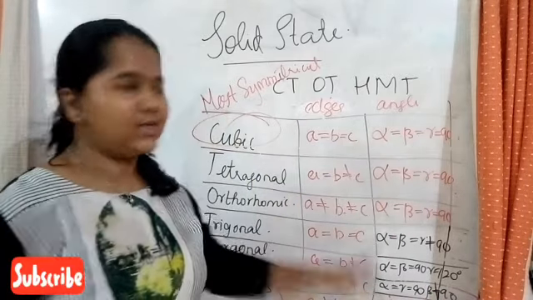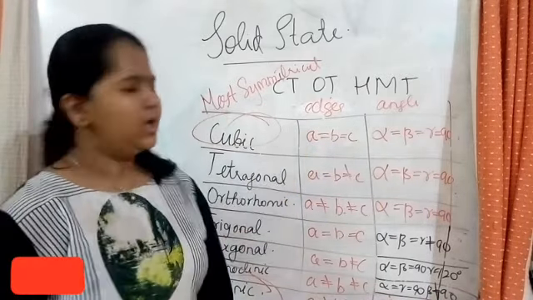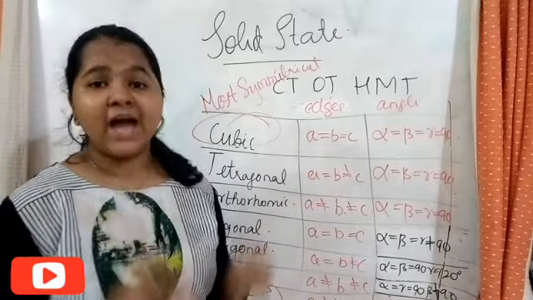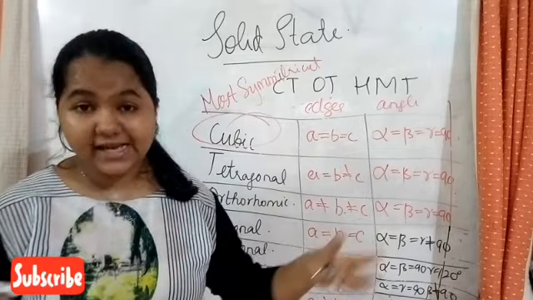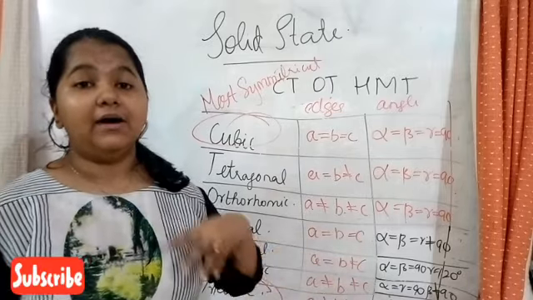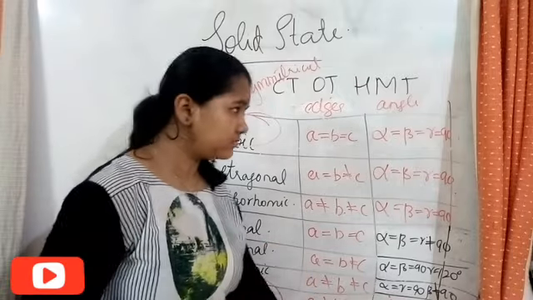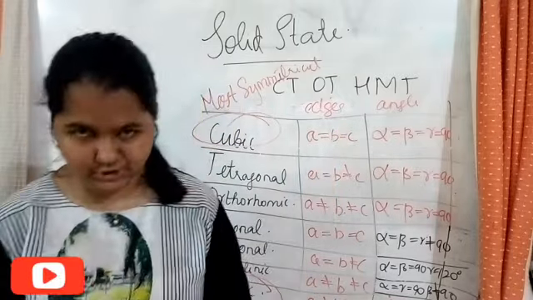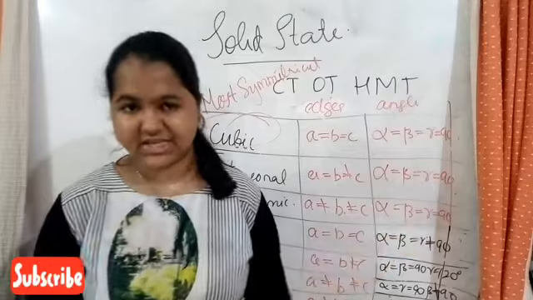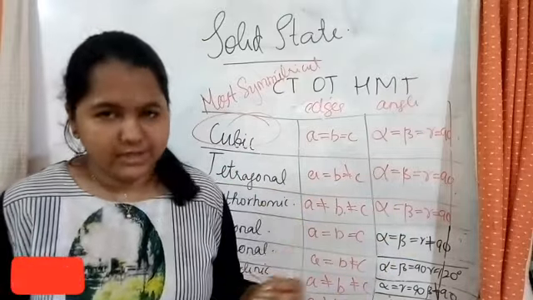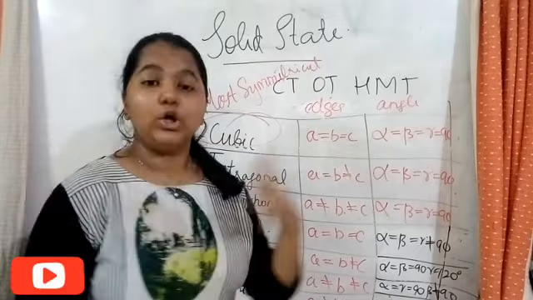So this is what there is to learn about the edges and the angles. Just remember this whole table. Now we have to see what kinds of variations there are. When there are different combinations of these angles and edges, they form different types of classifications of unit cells. So let's see what they are.